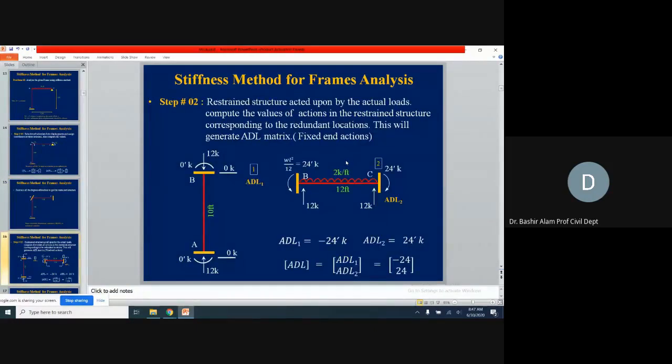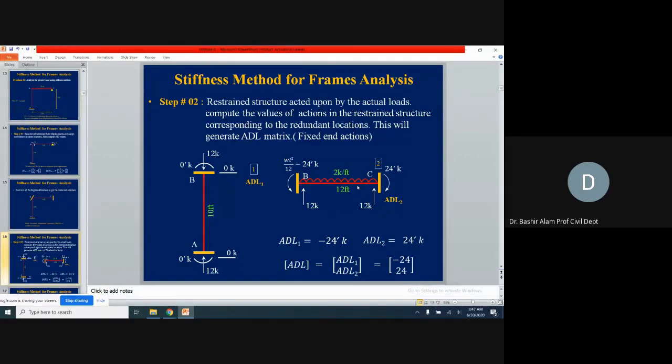Next now, we come to step number 2 now. After getting this restraint structure, we load it with the actual load. So restraint structure acted upon by the actual loads. And we find out the member end actions. Remember, if I was interested only in the ADL matrix, so what were the numbers which we should be finding? We should be finding the moment now at this joint B because of these externally applied loads. That will give me my ADL matrix and the moment at C. Now only these 3 numbers were required.